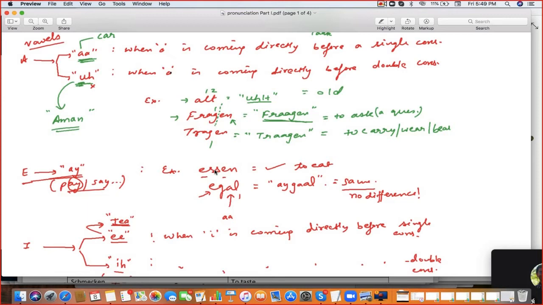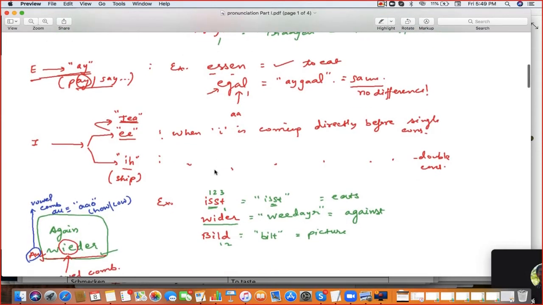Egal. Egal, okay? So after E, one consonant, that will have the A sound, egal. Got it? Essen and egal. Simple till here. Essen and egal.